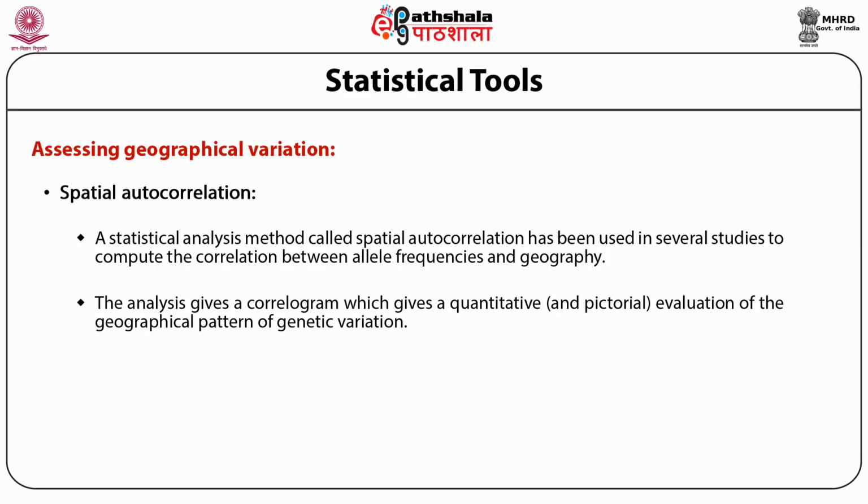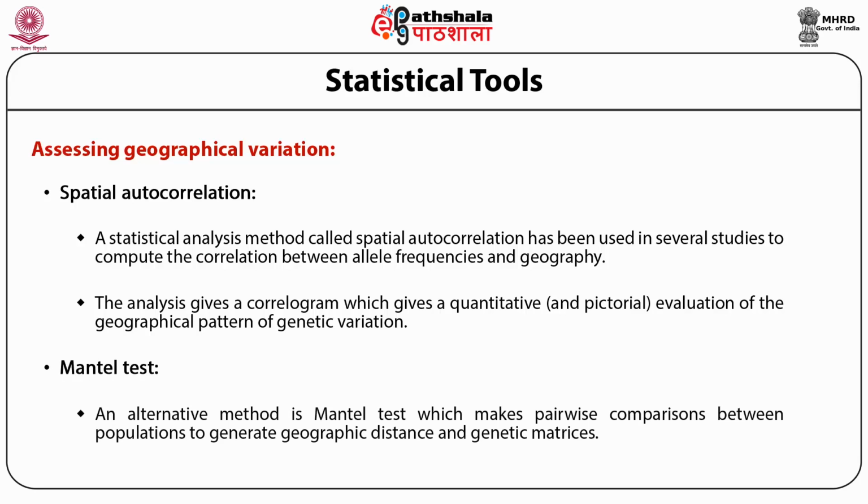The next is the Mantel test. An alternative method is the Mantel test, which makes pairwise comparisons between populations to generate geographical distance and genetic matrices. Correspondence analysis between these matrices is done to make inferences on the evolutionary history of the population under study.